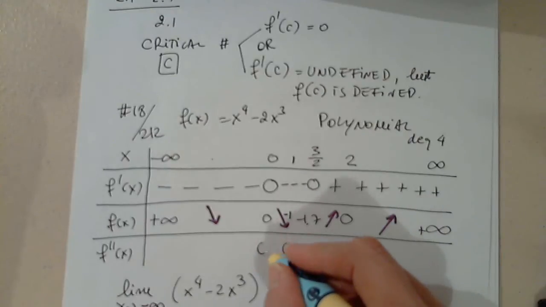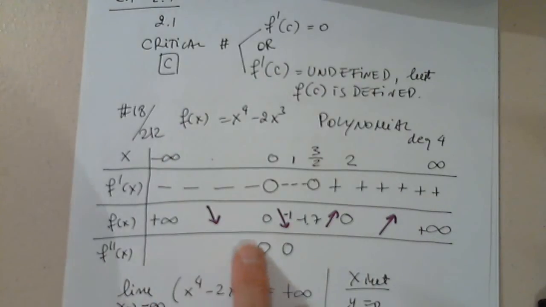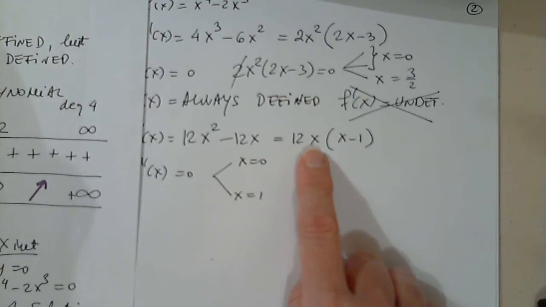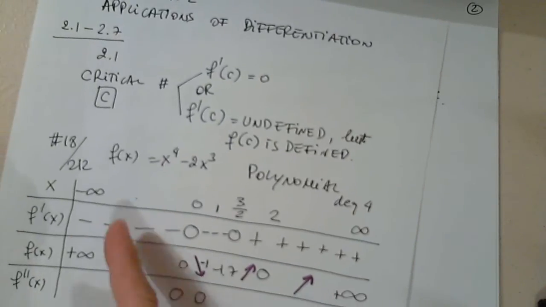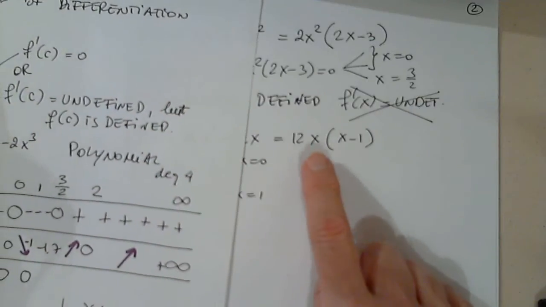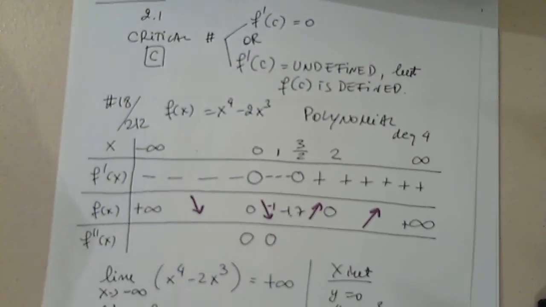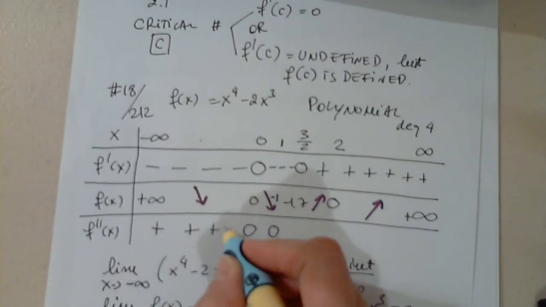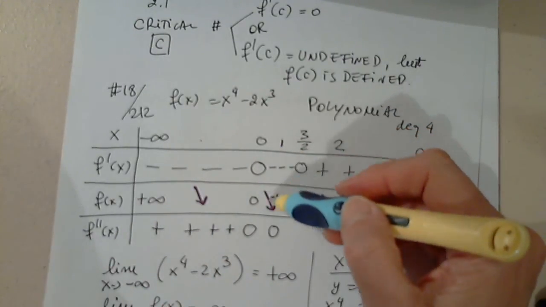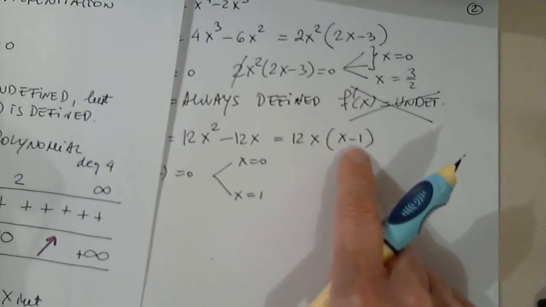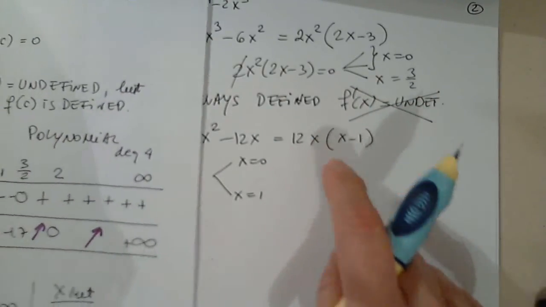I had 0 as well, and 0. Now I have to study the sign of the second derivative, and here it is. I pick a number to the left-hand side of 0, let's say negative 1: negative, and negative, so it's positive. Let's say I pick a number like 0.5. This is positive, but 0.5 minus 1 will be negative, so then the whole thing is negative.